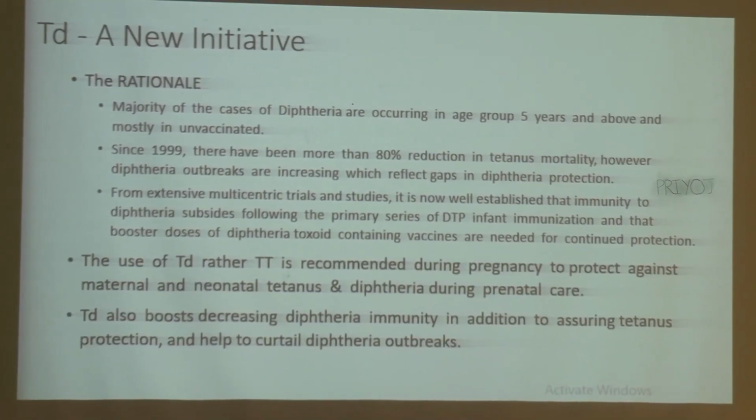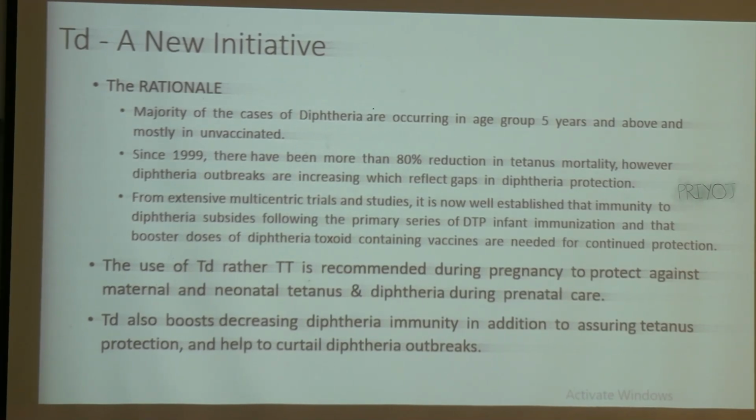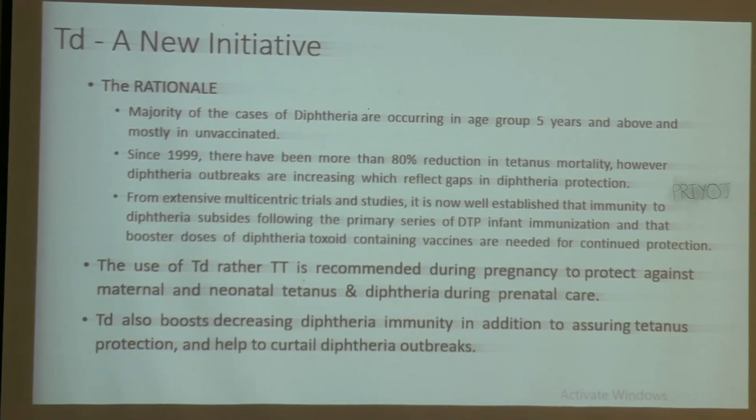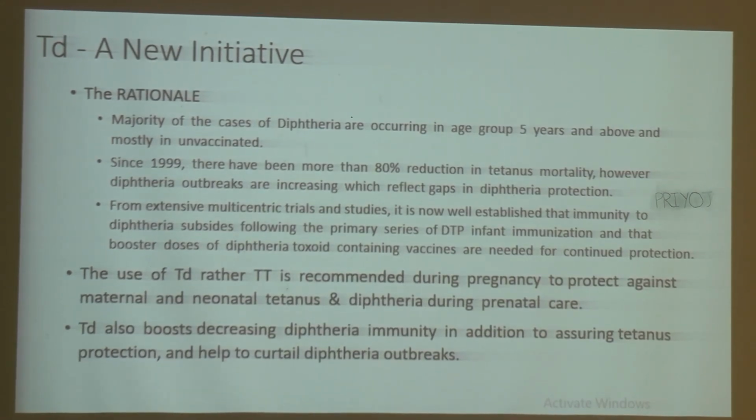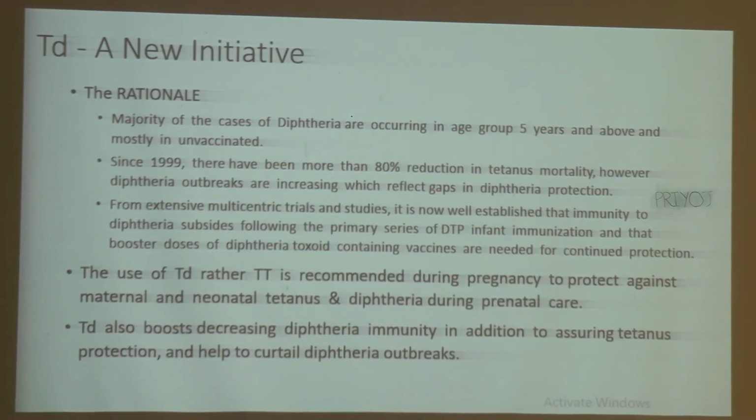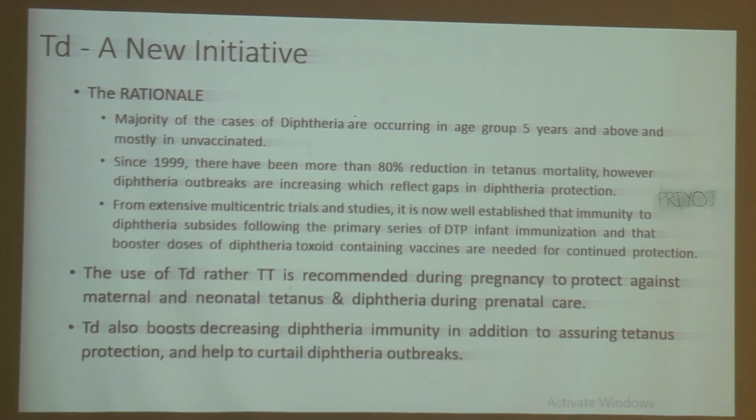Now coming to the third type of vaccines, that is TD. Sorry, I do not have the vial. Why? For the rationale, it is sometimes asked as an explain-why question: why TD is introduced instead of TT. So what is the rationale? Write these 3 points. Majority of the cases of diphtheria are occurring in the age group of 5 years and above, and mostly are unvaccinated. Since 1999, there has been more than 80% reduction in tetanus mortality. However, diphtheria outbreaks are increasing, which reflect gaps in diphtheria protection.